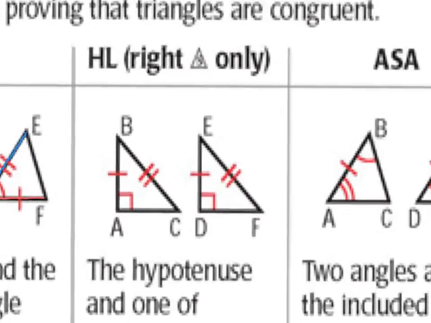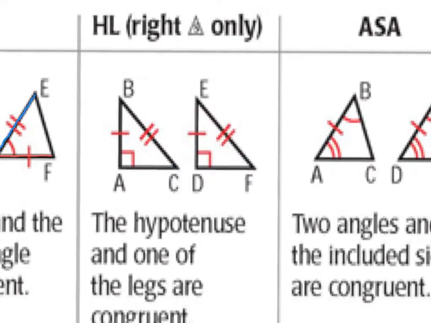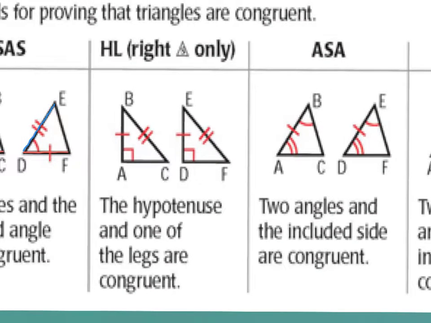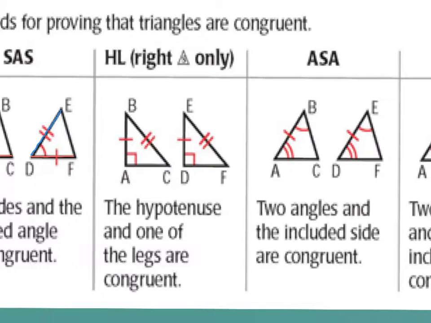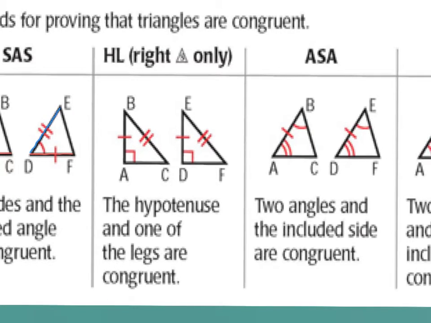Then we've got HL. HL can only be used in what kind of triangles? Right triangle, because it's the only one that has a hypotenuse. Nothing else will have a hypotenuse but a right triangle. So the hypotenuse and the leg is all you need. But you must guarantee me that it is a right triangle first.